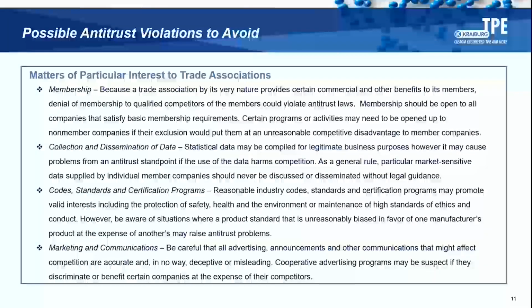Collection and dissemination of data. Statistical data may be compiled for legitimate business purposes. However, it may cause problems from an antitrust standpoint if the use of the data in some fashion harms competition. As a general rule, particularly market-sensitive data supplied by individual member companies should never be discussed or disseminated without legal guidance, either to an individual company or to members of a trade association.